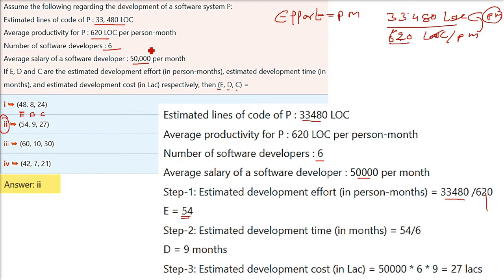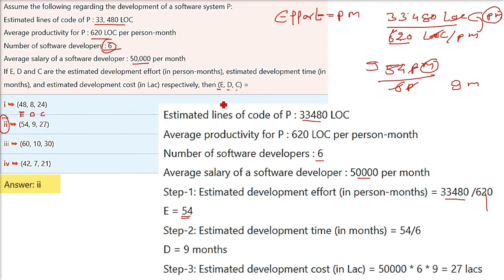Now the second thing you need to find out is the development time. So time is, see here, 54 is person month. Now if you cancel person from here, you'll get it in months. How many persons are there? 6 persons. Cancel this. 54 by 6 is 9 months. 9 months you need. I'm just seeing the units.